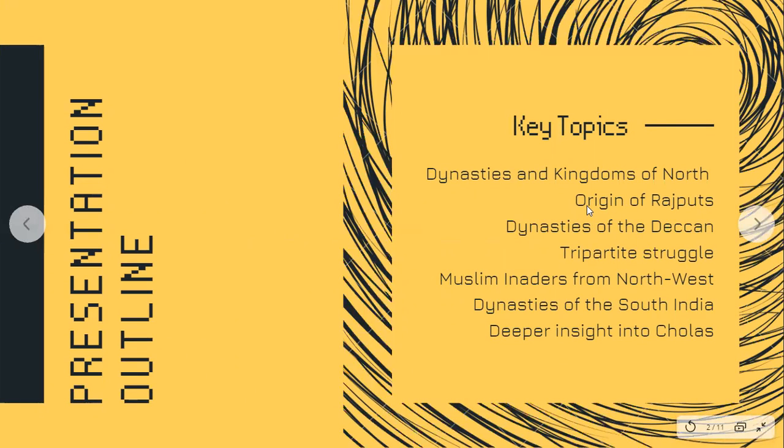We will start with understanding the start of the medieval era, right? So you had the dynasties and kingdoms of North, and how the different Rajput clans and kingdoms emerged, right, all across the subcontinent. First in the north, then we will talk about some of the dynasties of the Deccan. Yes, and how this struggle for wealth, for control, right, led to the tripartite struggle. We will be covering in this particular tutorial till this particular point, right?